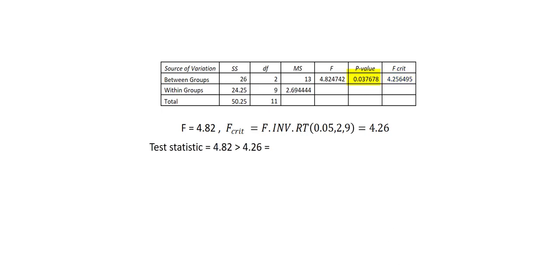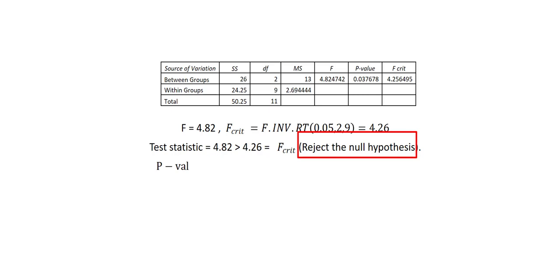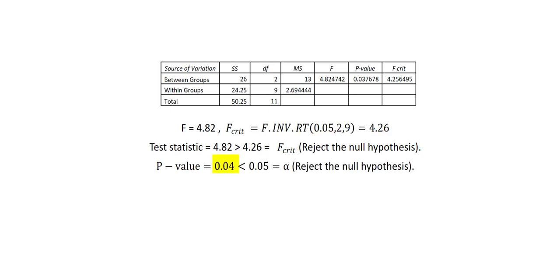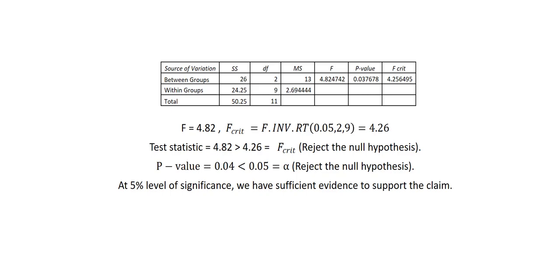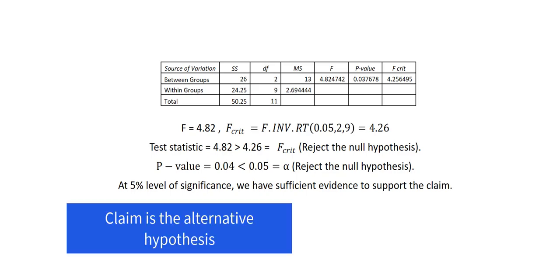Now, if I compare the test statistic, I will see that the test statistic is greater than the critical value. So I reject the null hypothesis. If I compare the p-value to alpha, it is less than alpha. So I will also be rejecting the null hypothesis. I can thus conclude that at 5% level of significance, we have sufficient evidence to support the claim. Again, the claim in this case is the alternative hypothesis.